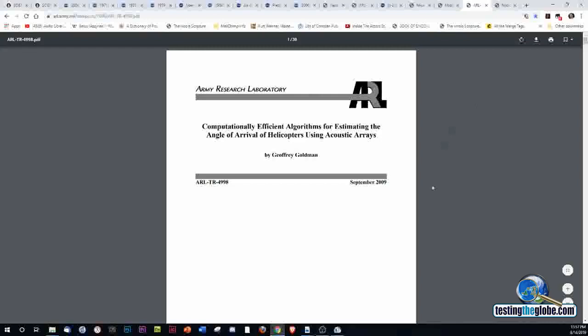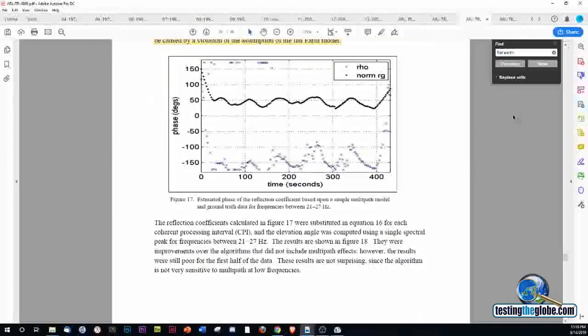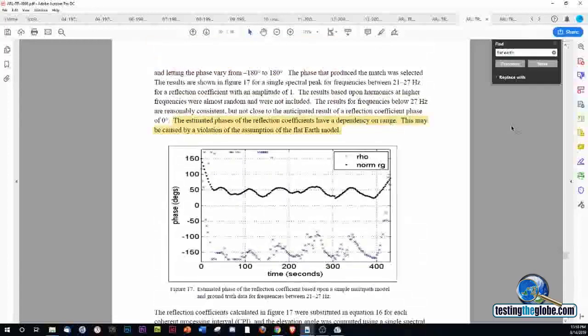Okay, September 2009, Army Research Laboratory. Computationally efficient algorithms for estimating the angle of arrival of helicopters using acoustic arrays. And on page 22, the estimated phases of the reflection coefficients have a dependency on range. This may be caused by a violation of the assumption of the flat Earth model. So you're having some discrepancies when you violate the assumption of a flat Earth model?